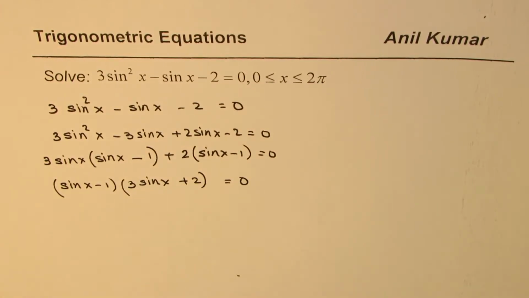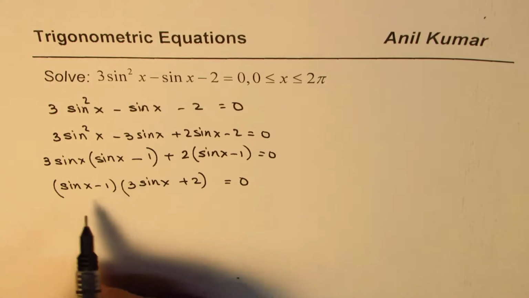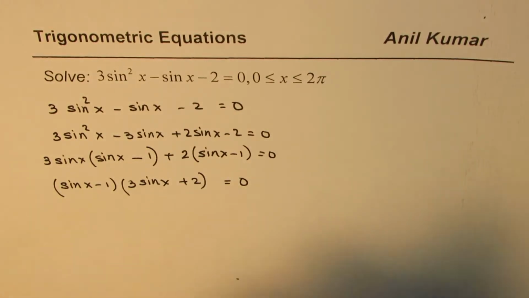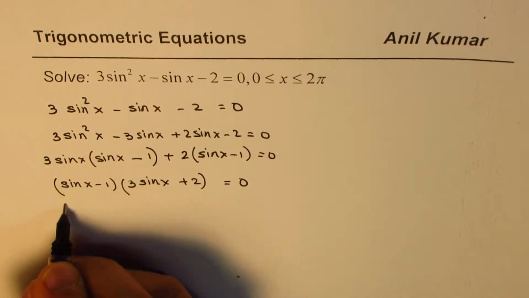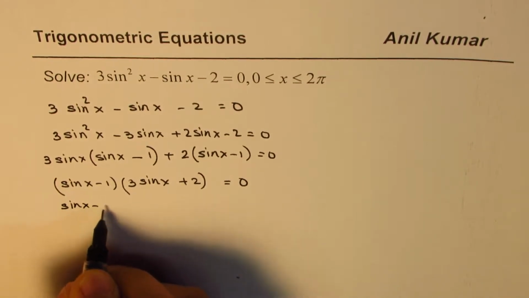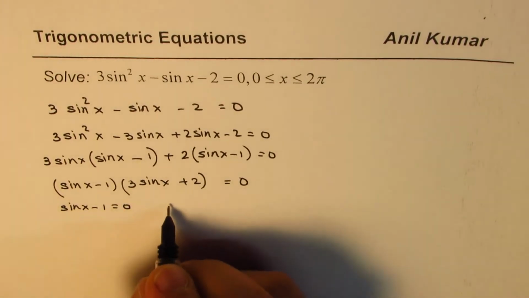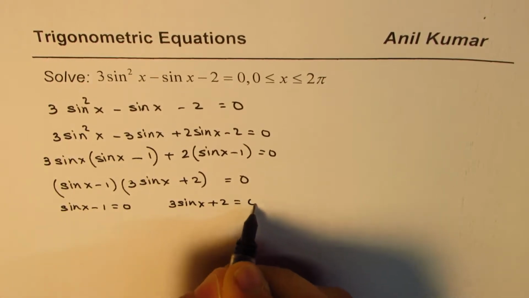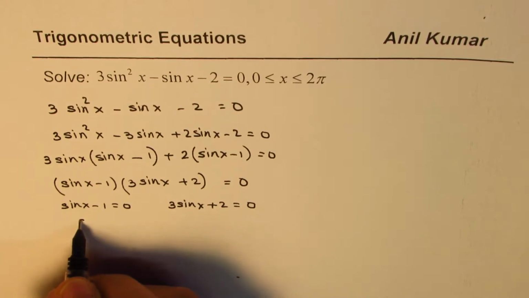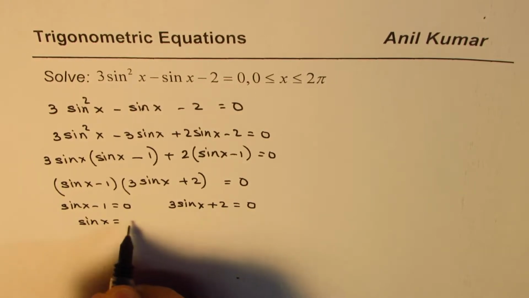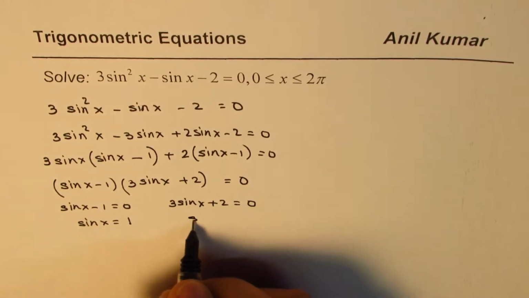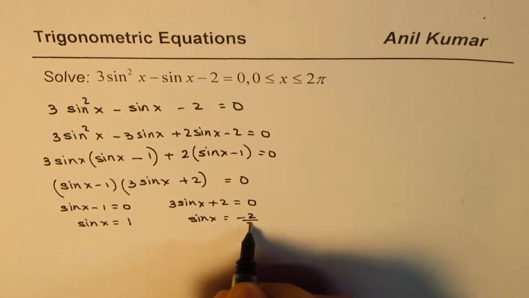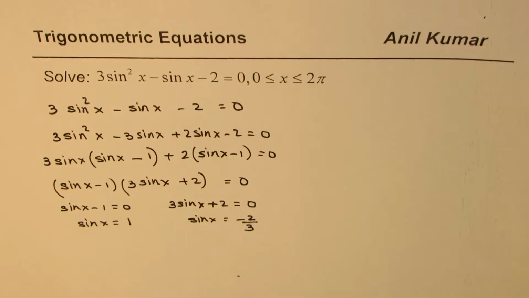Now these two factors are giving you 0. That means we could solve for each, right? So that means sin x minus 1 could be equal to 0, and 3 sin x plus 2 equals 0. Now that gives you the solution sin x equals 1, and this gives you sin x equals minus 2 over 3. Is that okay? Minus 2 over 3.